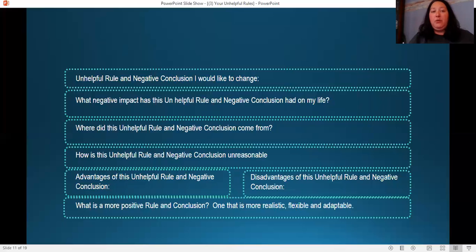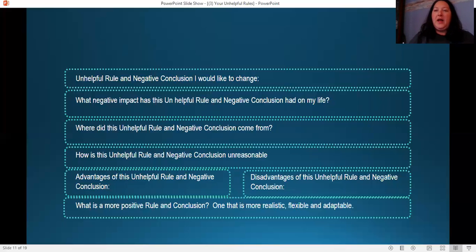In the second box, you have what negative impact has this unhelpful rule and negative conclusion had on my life. And then the third box, where did this unhelpful rule and negative conclusion come from? And the fourth box, how is this unhelpful rule and negative conclusion unreasonable? And then in the two split boxes below that, you have advantages and disadvantages. And then at the bottom, that's where you're going to put your more positive rule and conclusion, one that's more realistic, flexible, and adaptable.